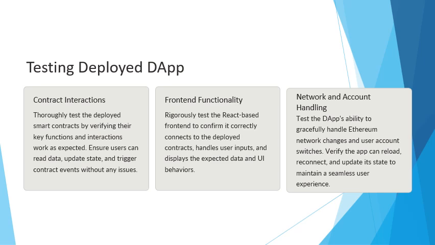Now we shall be testing the deployed DApp. First, we check the contract interactions. Thoroughly test the deployed smart contracts by verifying the key functions and interactions work as expected. Ensure users can read data, update state, and trigger contract events without any issues. We then check the front-end functionality. We rigorously test the React-based front-end to confirm it correctly connects to the deployed contracts, handles user inputs, and displays the expected data and UI behaviors.